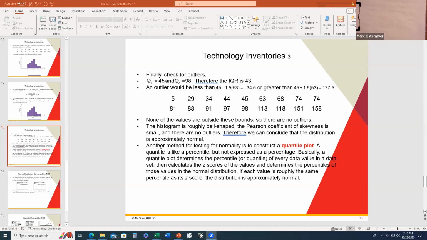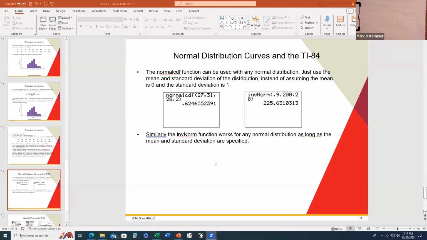All right. Now, another method for testing for normality is to construct what's called a quantile plot. A quantile plot is like a percentile, but not expressed as a percentage. Basically, a quantile plot determines the percentile or quantile of every data value in a data set, then calculates the equivalent z-scores of the values and determines the percentiles of those values in the normal distribution. If each value is roughly the same percentile as its z-score, the distribution is approximately normal. So what does all this mean here?